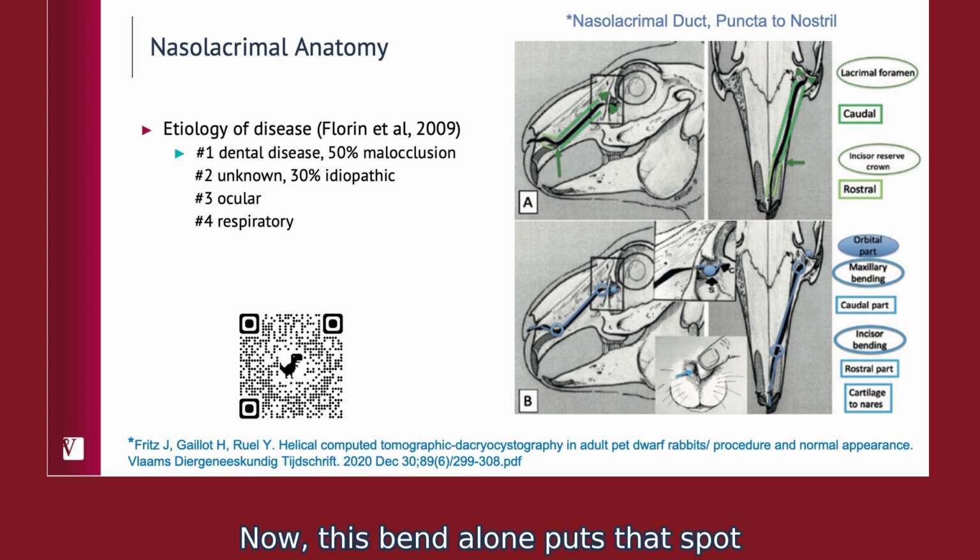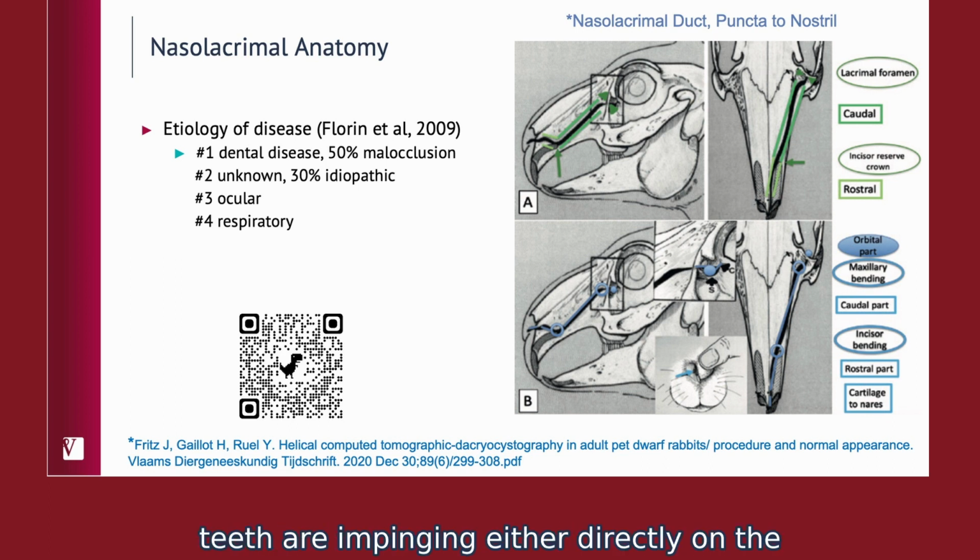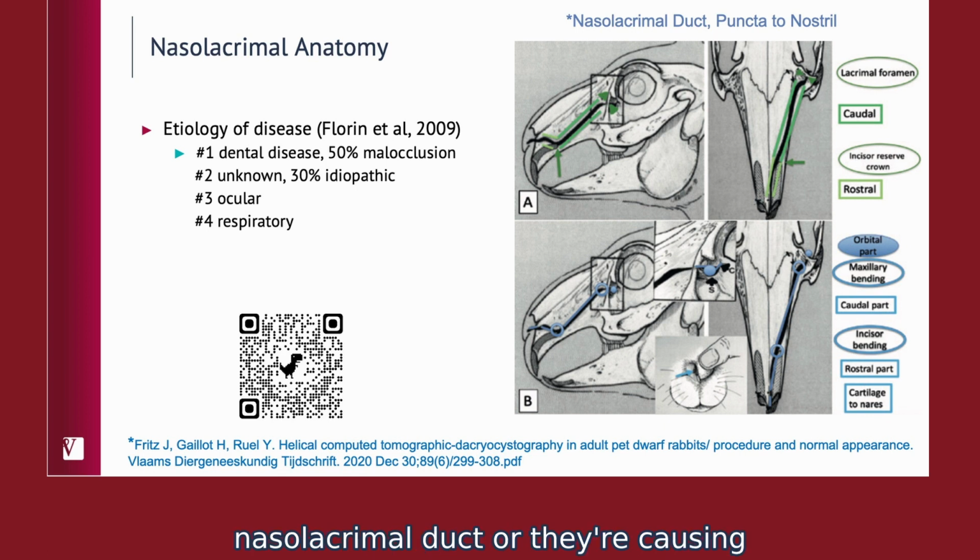Now, this bend alone puts that spot at risk for narrowing, and because there's a bend there, the narrowing can become worsened if there's elongation of the reserve crown. So basically the roots of those cheek teeth are impinging either directly on the nasolacrimal duct, or they're causing swelling of the soft tissue area around the duct, causing compression of that duct. So it can become occluded or narrowed because of malocclusion of those cheek teeth.